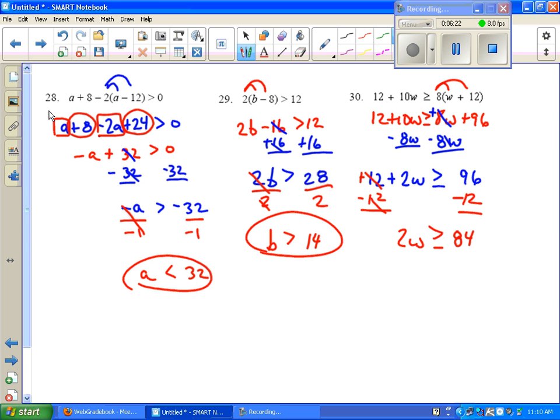Last thing you have to do, 2 times W, undo that by dividing by 2. If you do it on the left, do the same on the right. Cancel out the left, W. 8 divided by 2 is 4, and 4 divided by 2 is 2. So you have 42. All you did was divide by a positive number, so keep greater than or equal to. W is greater than or equal to 42.